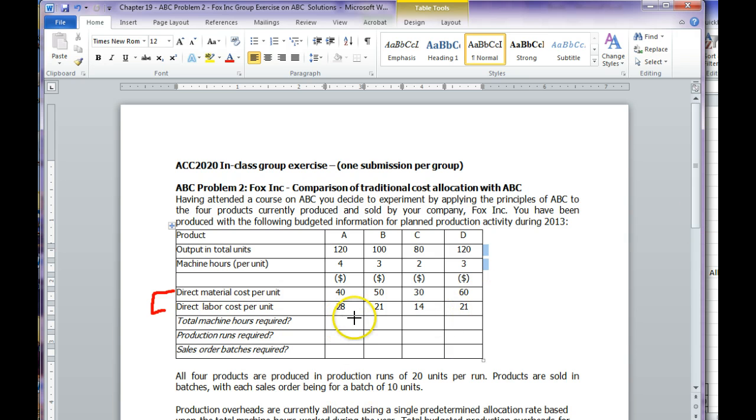Let's figure out what else is going on. The person that writes this, Dr. Holt, likes to throw in all these other things here that help you out. So we talked about total machine hours required. What are they asking for there? Well, for product A, how many machine hours do you need? If I'm making 120 units, it's 4 hours, right? That's 480. Hopefully that's the same number I calculated 5 minutes ago.